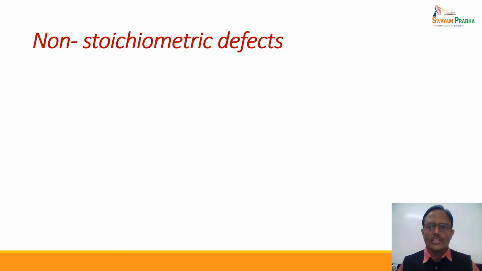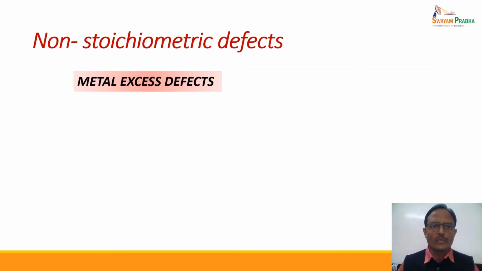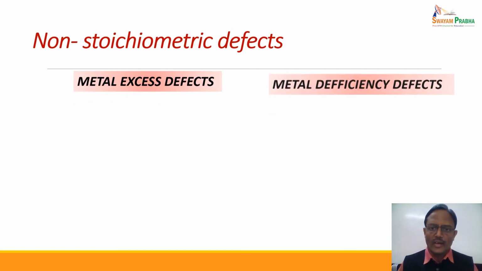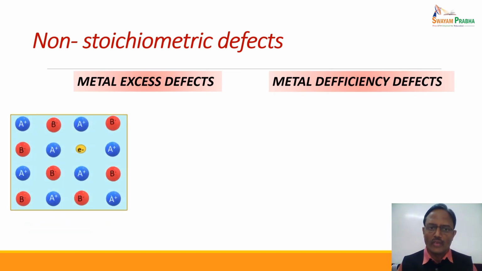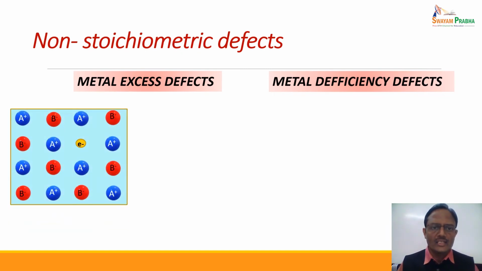Now come to the non-stoichiometric defects. These are of two types. The first of them is the metal excess defect and the second is the metal deficiency defect. Metal excess defects can be observed by two phenomena. In the first case, it is possible that an anion is missing from its position and the position is occupied by a free electron. So there is an excess of metal as compared to the anion or its counter ion.